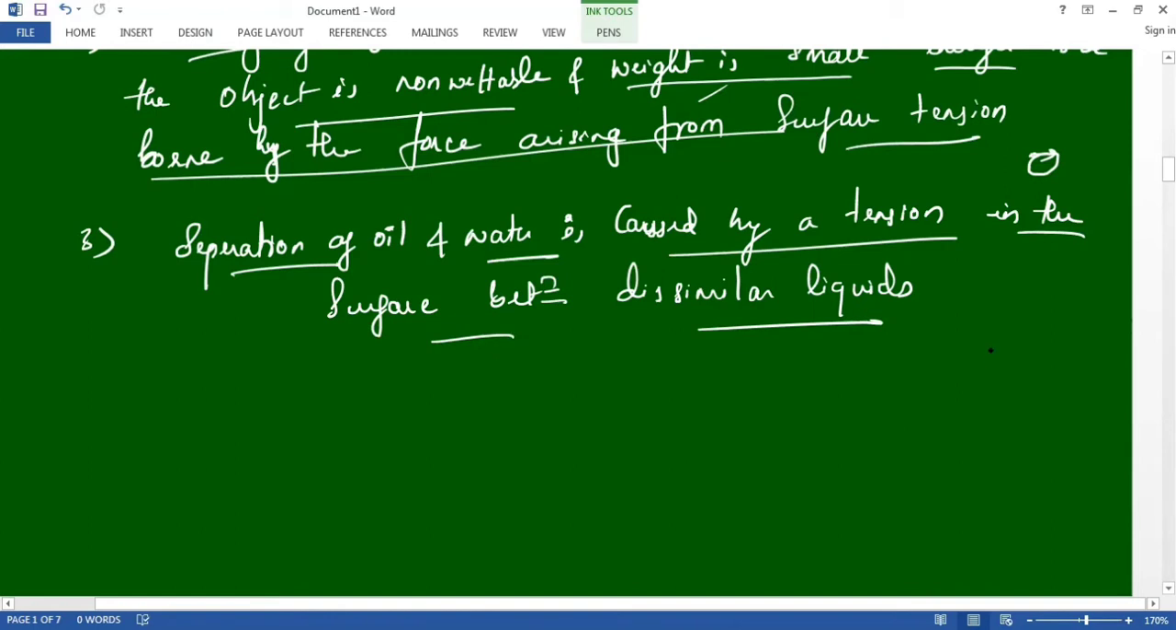For example, this is a glass which contains 50% water and 50% oil. Obviously, oil will float on the water because of the surface tension between two dissimilar liquids. This is the third example, and let us move on to the next question, question number 2.